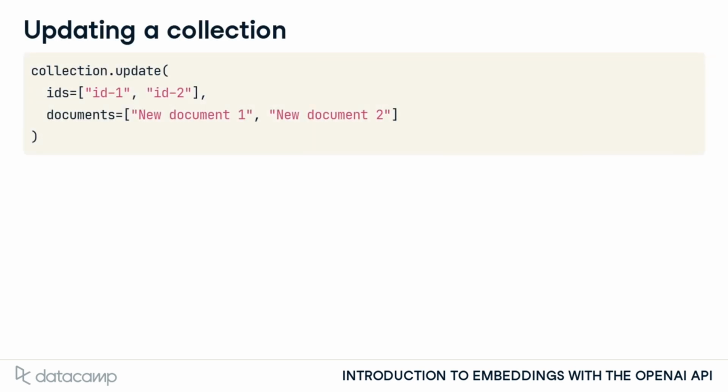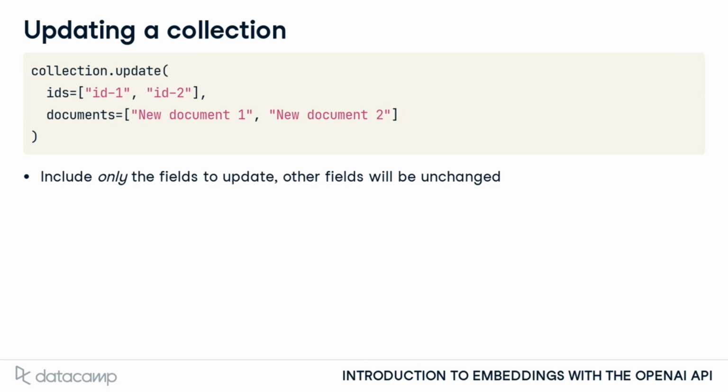Next, let's see how to update a collection. Items in a collection can be updated with the update method. The syntax is similar to collection.add. In this example, we'll update the text for items ID1 and ID2. Once again, Chroma will take care of creating the embeddings using the collection's embedding function.